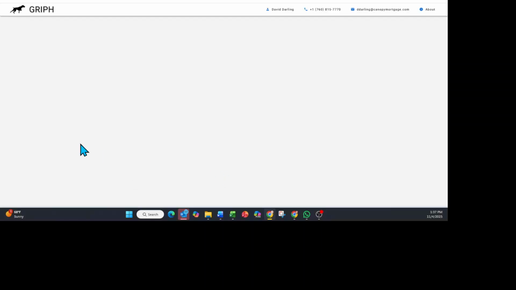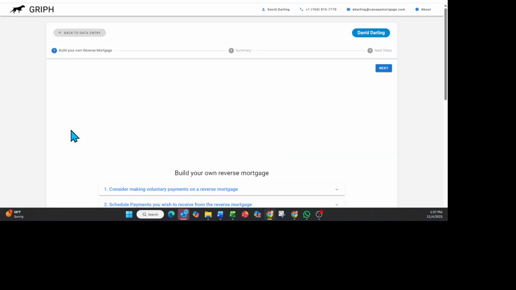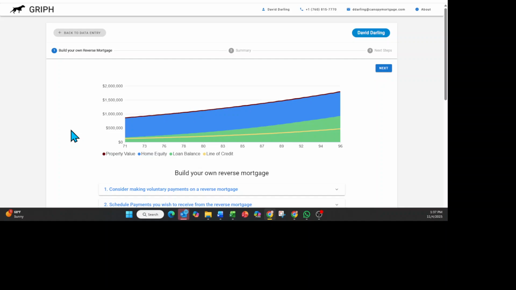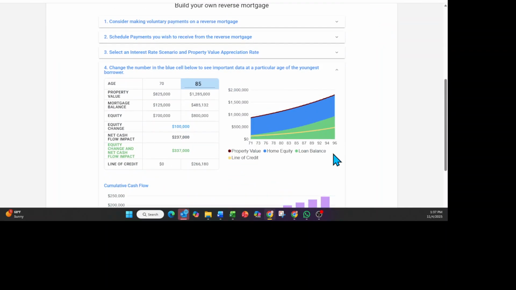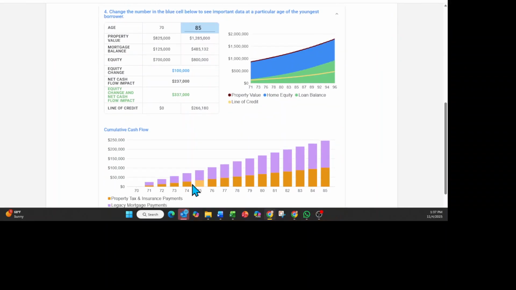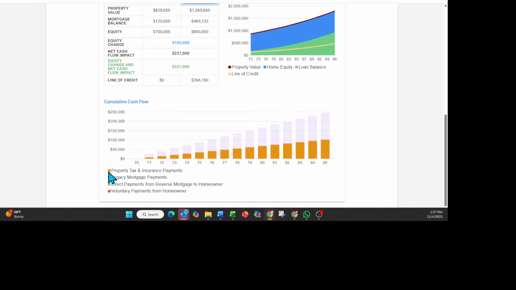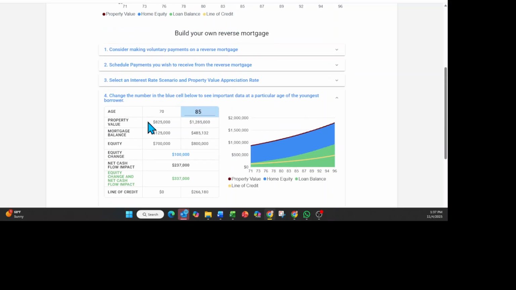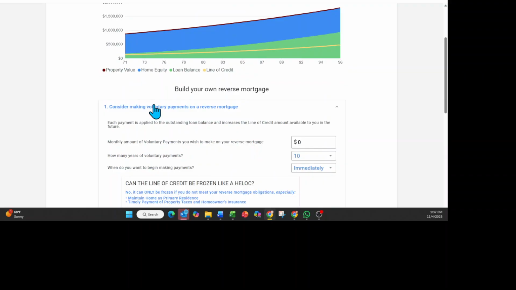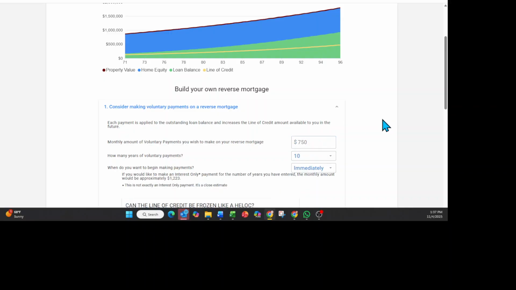So let's go back to the results page here, and you'll see some changes. The line of credit is not as high as it was before. It's not growing as fast, and that's because of this property tax insurance reserve. We've held back some money in order to make those payments in the future. You still have your same options available to you as before. Let's say just redo it, $750 a month for 10 years is your voluntary payments. How does that change things?